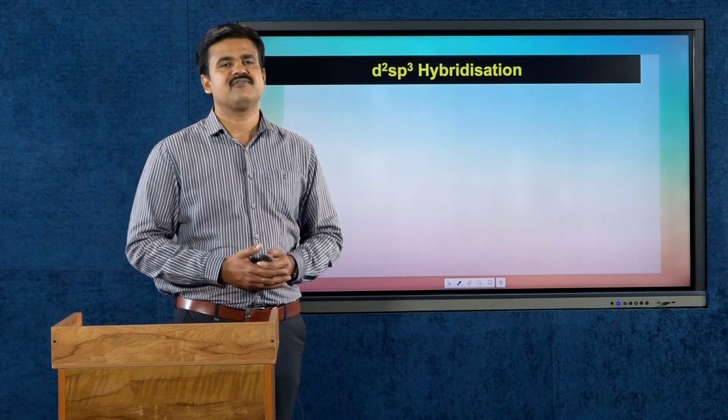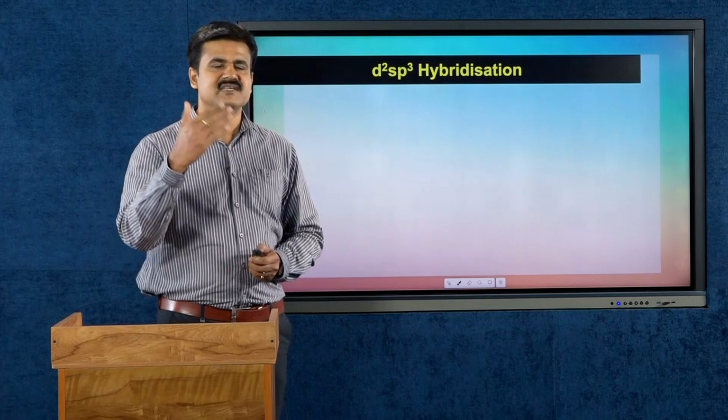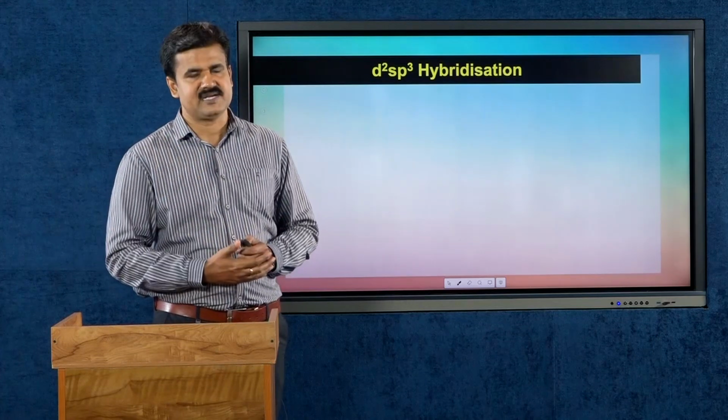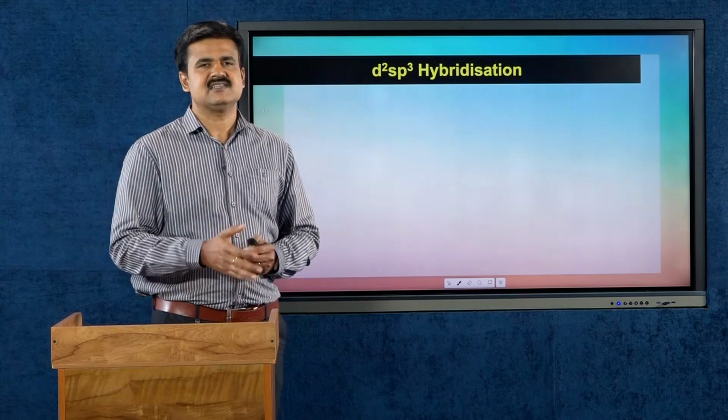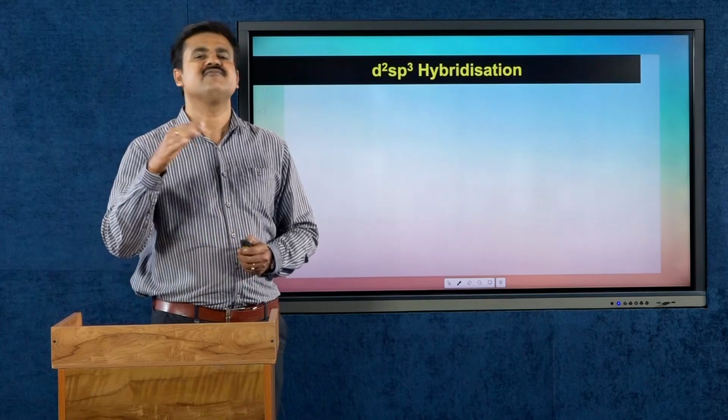Moving on to another type of hybridization, that is d2sp3 hybridization. Before entering into this, I am asking a very simple question. What is the difference between d2sp3 hybridization and sp3d2 hybridization? In both cases, the geometry will be the same, the bond angle will be the same, and 6 hybrid orbitals are also produced. Then what will be the difference?